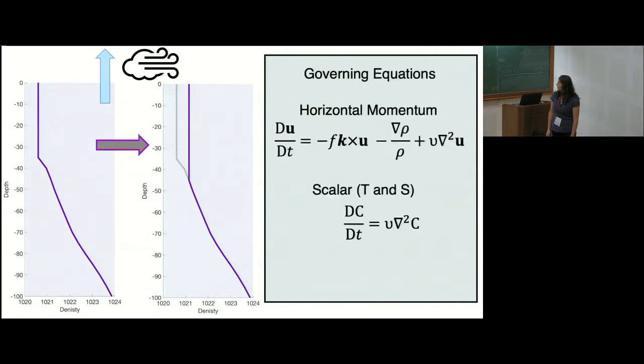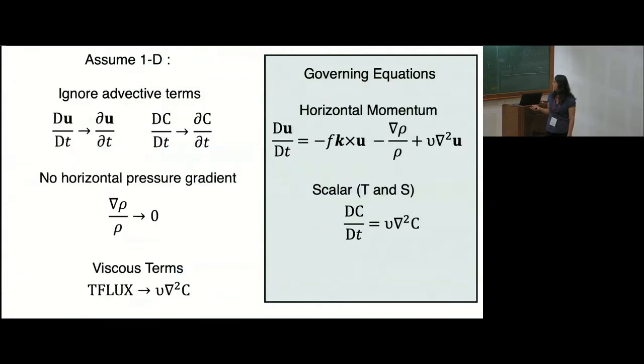So we're going to start with our governing equations that have been simplified to this state, which is horizontal momentum and scalars. I'm going to leave this as C, but we're talking about T and S here. And a lot of assumptions can go into this. We're going to ignore the advective terms. This is a 1D mixed layer model, so we're not going to care about things coming in from the side. So our material derivative can just become in terms of T.